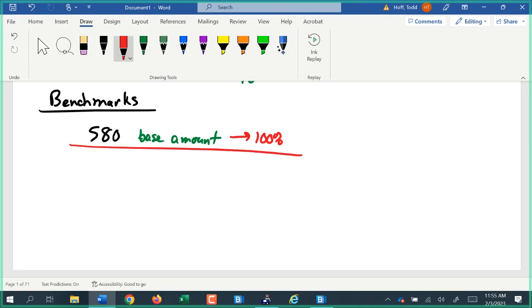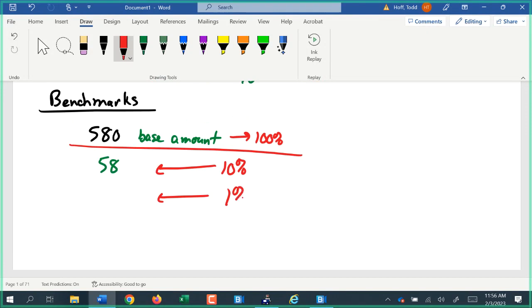If I want to look at smaller percents of that, the benchmarks I'm going to look at, one of them is going to be 10%. Well, 10% is 1/10 of 100. 10% of 580 is 1/10 of 580. Well, we know that dividing by 10, you just move the decimal point a spot. So 10% of 580 is just going to be 58. So that is one of our benchmarks. 10% is a pretty easy percent to quickly calculate.